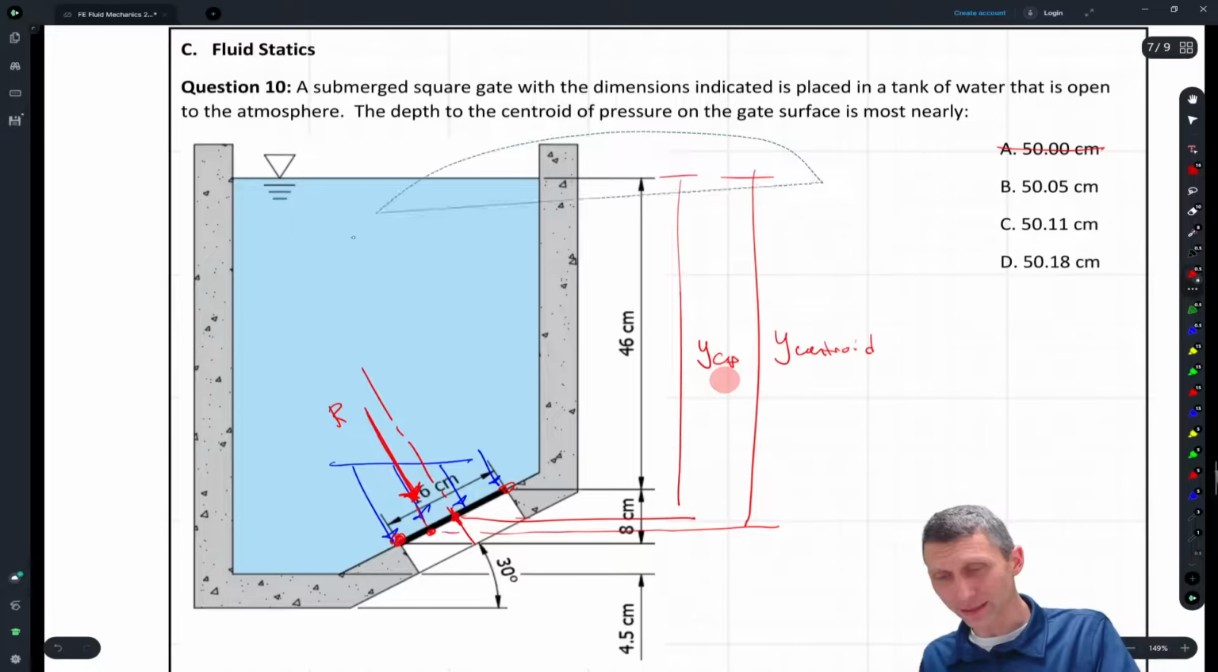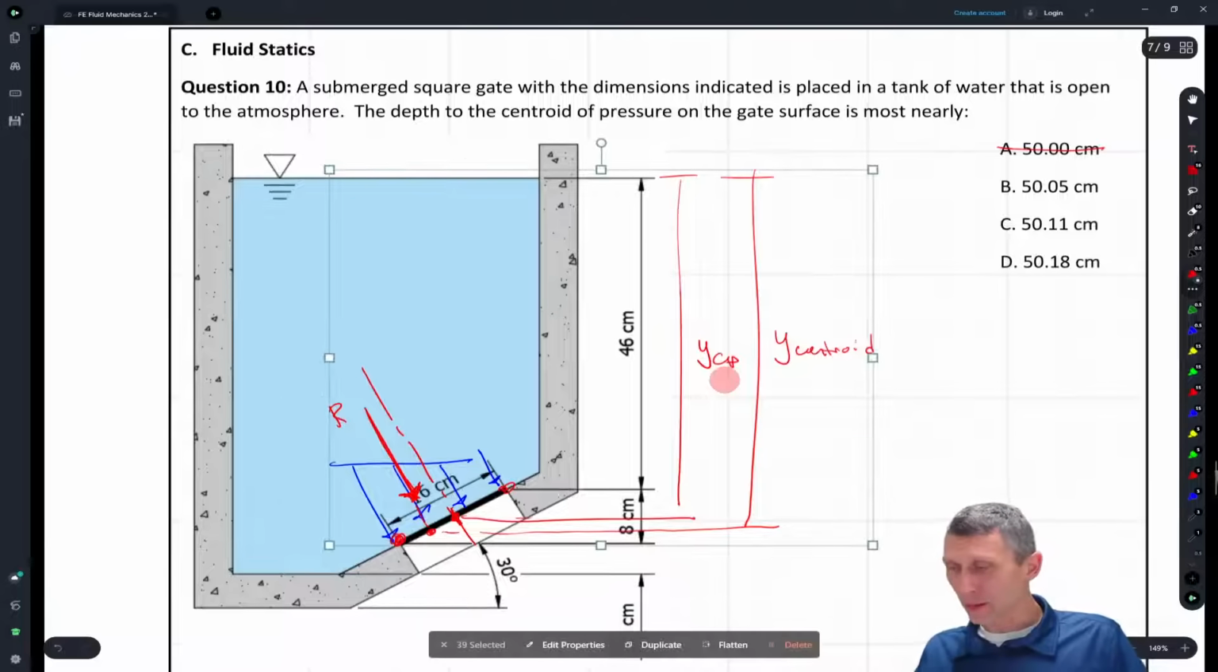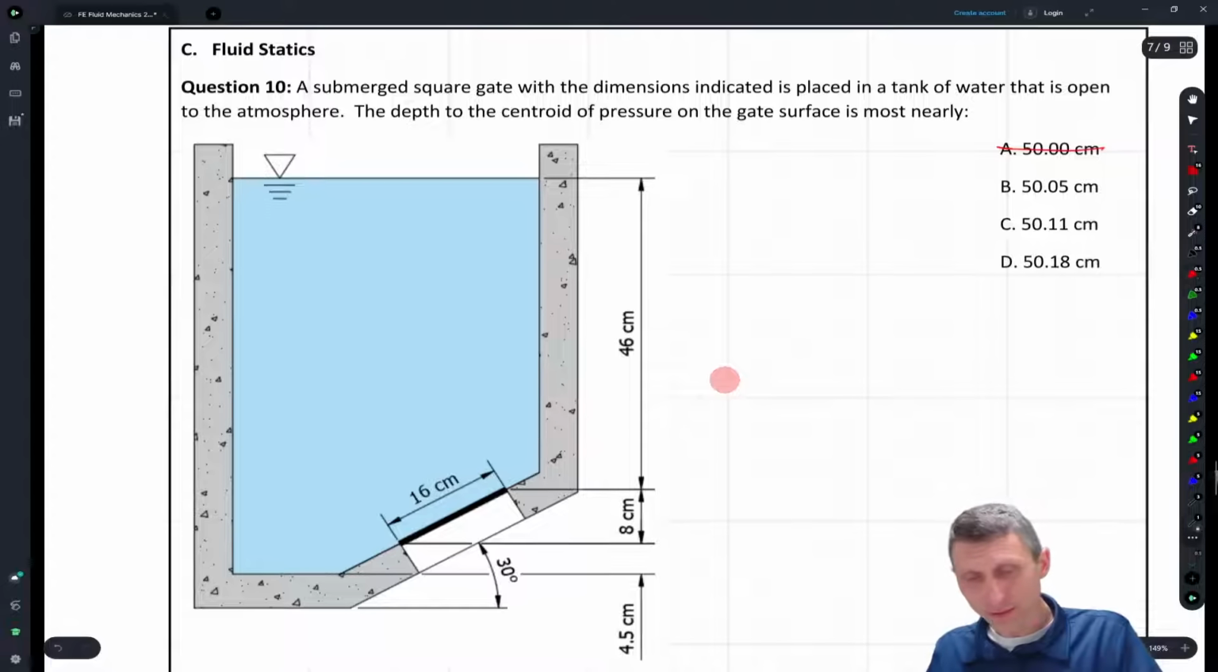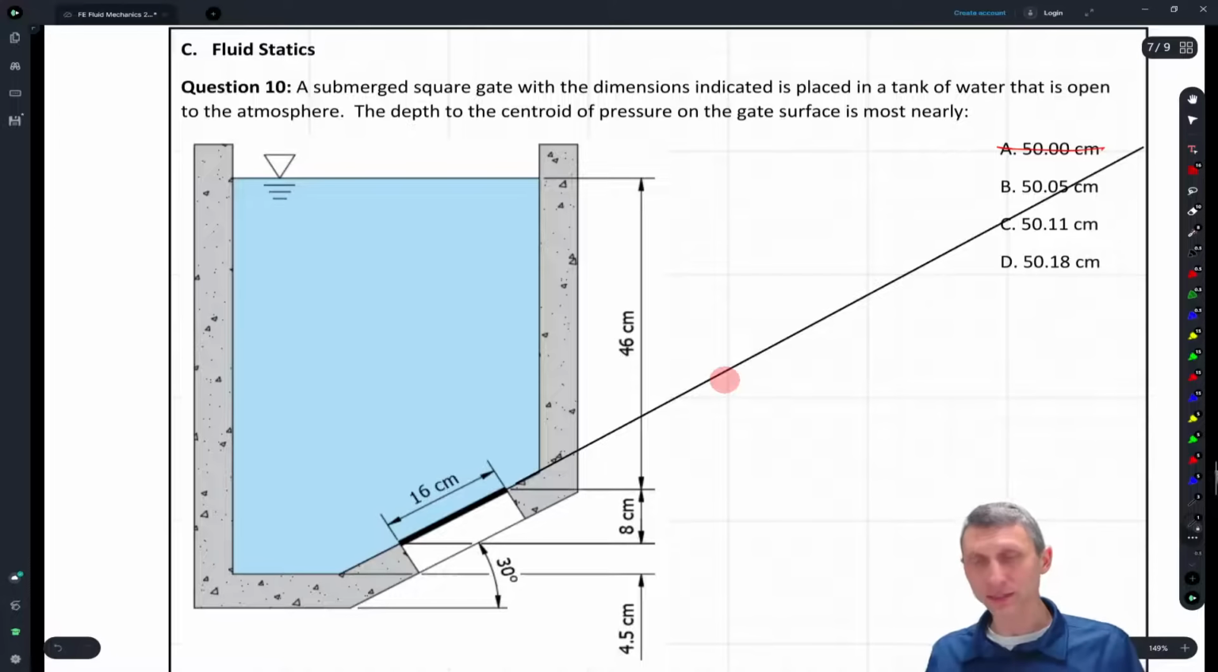I'm just going to erase all this to start. What we're going to do is take this line and extrapolate it out, just extending that 30-degree line. I don't think I got it quite straight, but it's close.